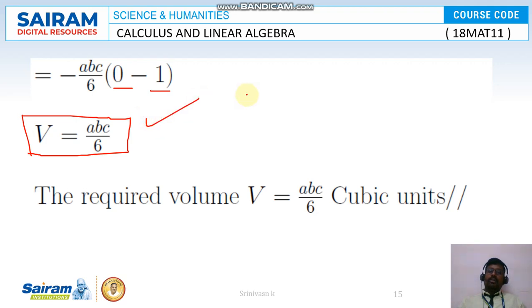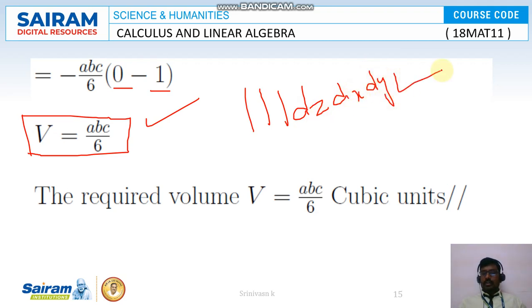So this is also true, otherwise you can find it with dz dx dy. If you use this way, this is also true, and we get the same answer only, the volume abc divided by 6. In case the values are constants, we have to replace a equal to 1, b equal to 1 and c equal to 1. So we'll get 1 by 6 cubic unit. That is one more problem, if everything is constant.